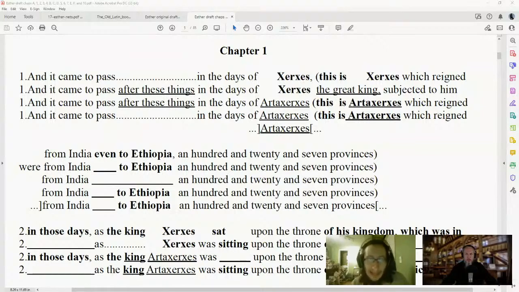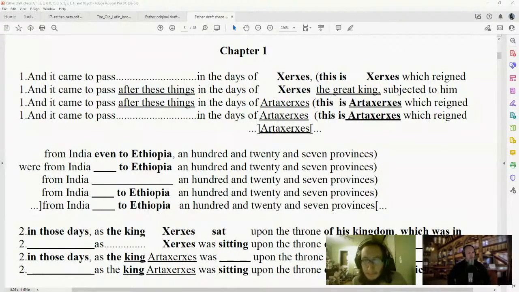But the scribe added after to try to make it more fluent from what was put at the beginning of the book. But what's cool is that the Old Latin preserves the original text that agrees with the Masoretic, where it does not say after these things. So the Old Latin agrees with the Masoretic. So that's an important detail there.